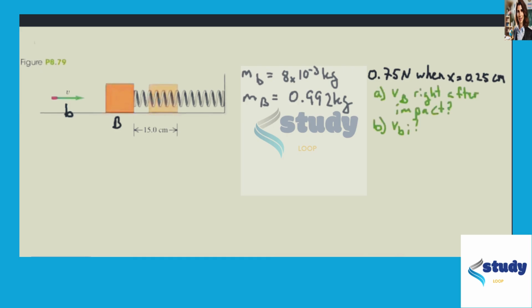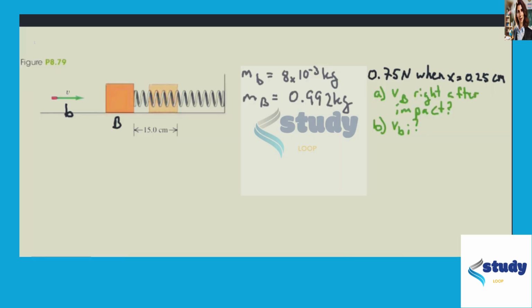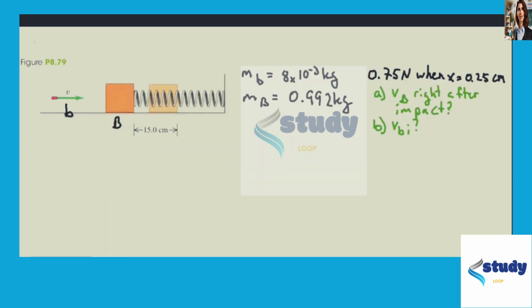Problem 8.79, we have a bullet, little b, hitting a block, big B, that's attached to a spring. We're told the masses of these things, which conveniently enough add up to 1 kilogram. And we're told that the spring exerts a force of 0.75 newtons when it's compressed 1/4 of a centimeter.